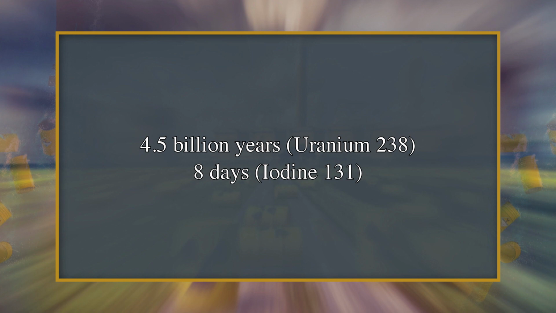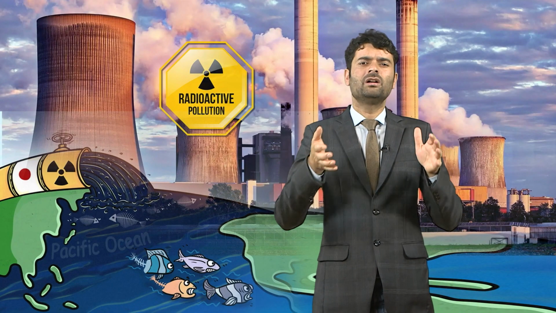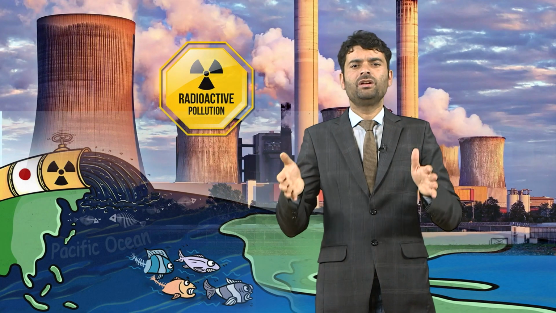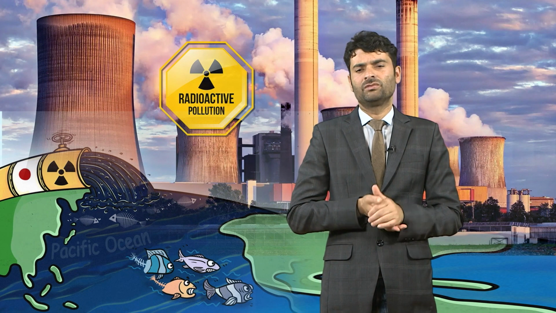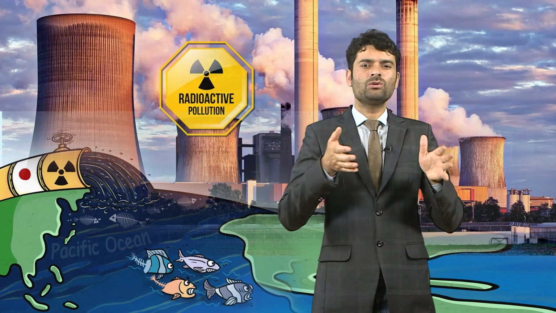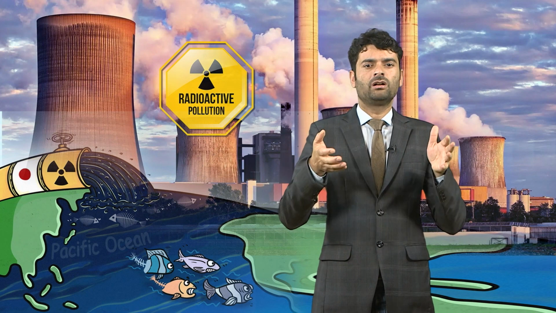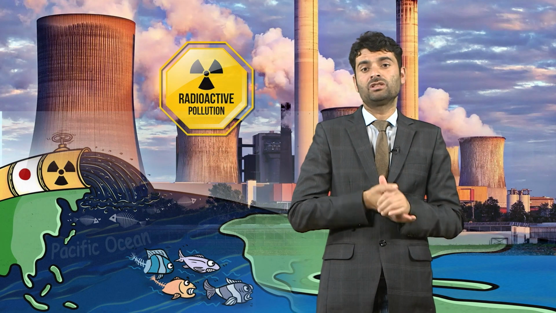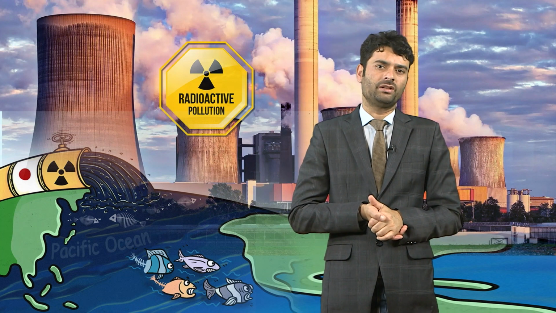Dear students, unstable radioactive nuclei are called radionuclides. They occur naturally or can be produced by various physical means. The naturally occurring radionuclides are isotopes of heavy elements from lead, with 82 protons in the nucleus, to uranium, that is 92 protons in the nucleus.